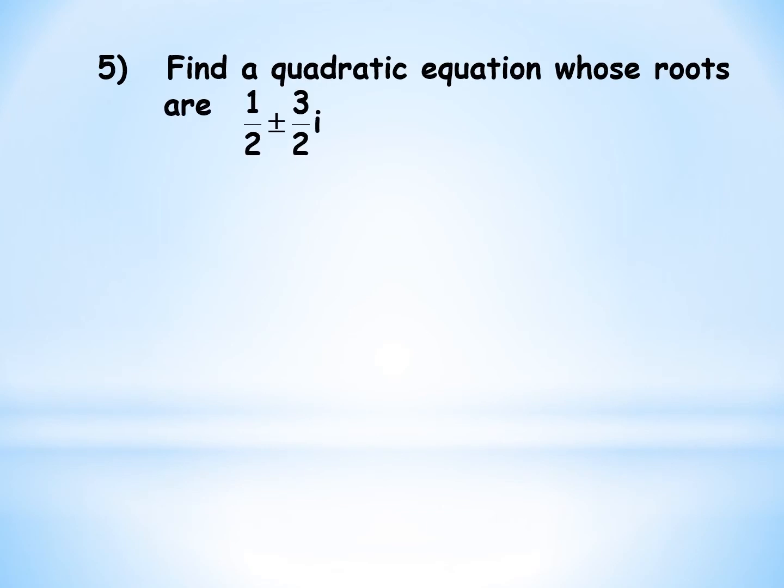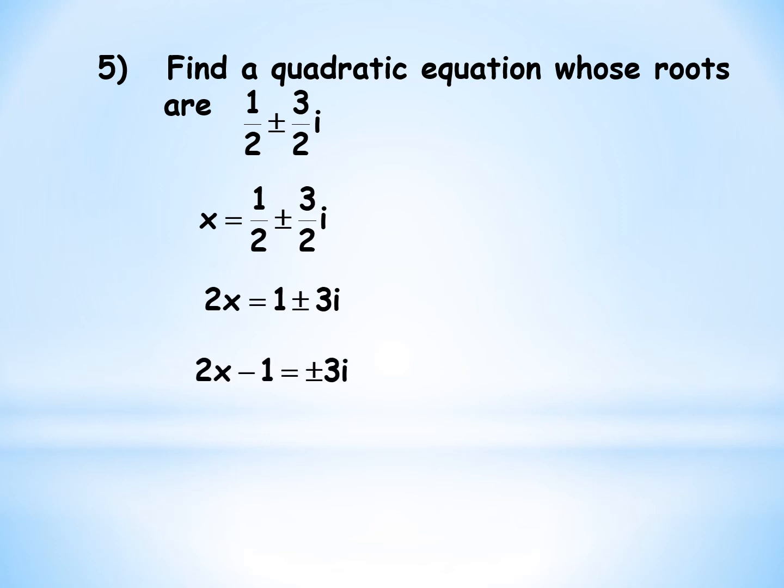Find a quadratic equation whose roots are 1 plus or minus 3 over 2i. Again, not going to really do this any differently. I'm going to multiply by 2 to get rid of those fractions. I'm going to subtract the 1. I'm going to square both sides. I'm going to expand both of those polynomials, on the left and on the right.